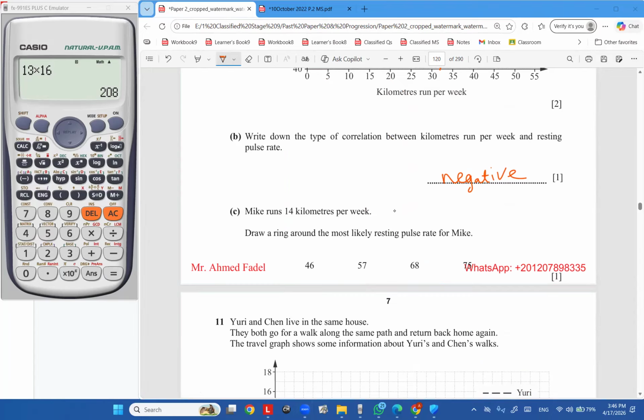We said around 69 or 70. So the best estimate is this one. This is the best estimate, right? So again, to draw the line of best fit, you start going from 14 kilometers. You can get back to this in the video if you would like to watch it once more.